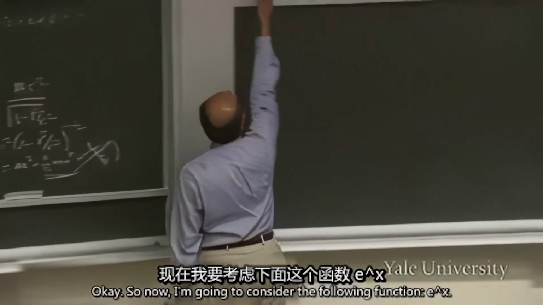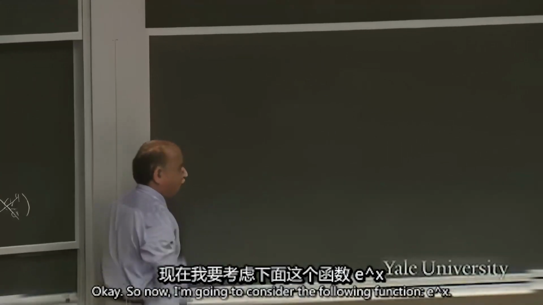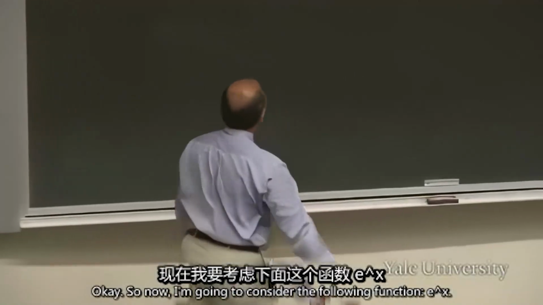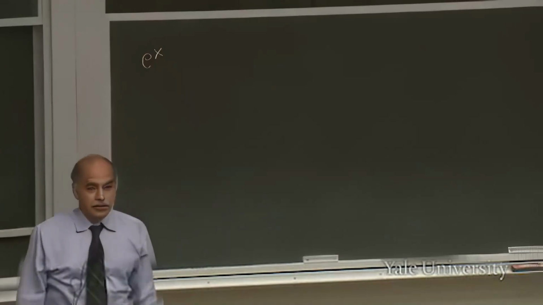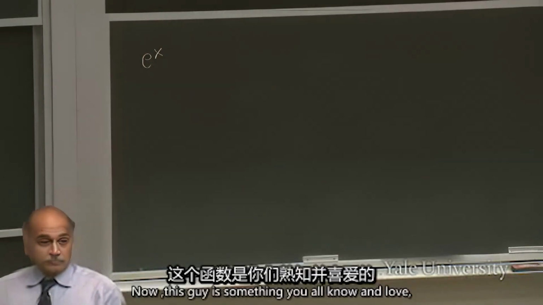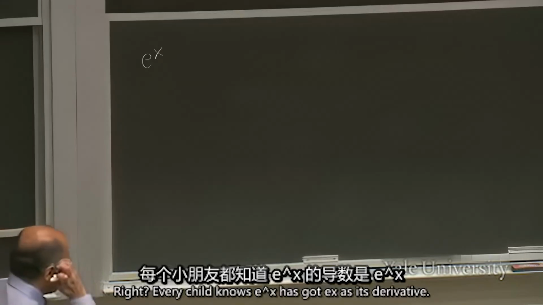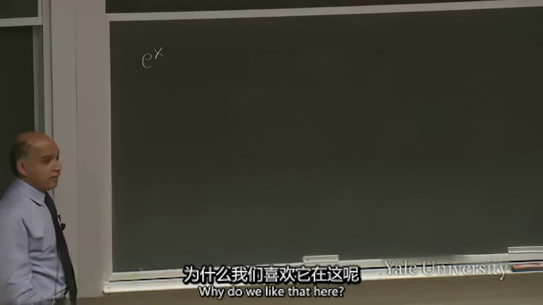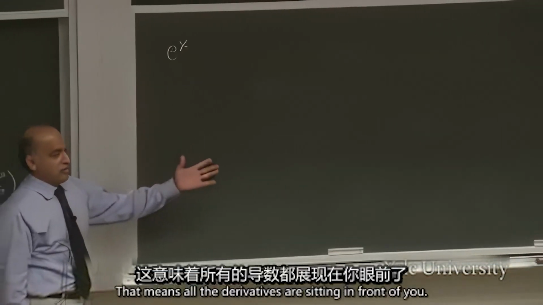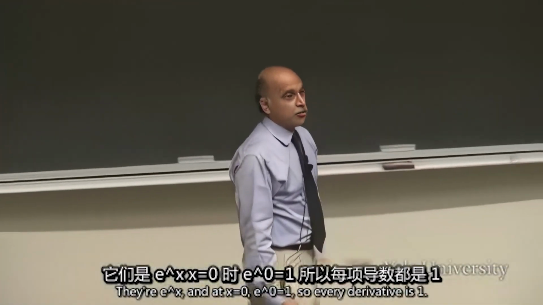Okay, so now I'm going to consider the following function, e to the x. Now this guy is something you all know and love, because one nice thing about the function is every derivative is e to the x, right? Every child knows e to the x has got e to the x as its derivative. Why do we like that here? That means all the derivatives are sitting in front of you. They're e to the x, and at x equal to 0, e to the 0 is 1. So every derivative is 1.